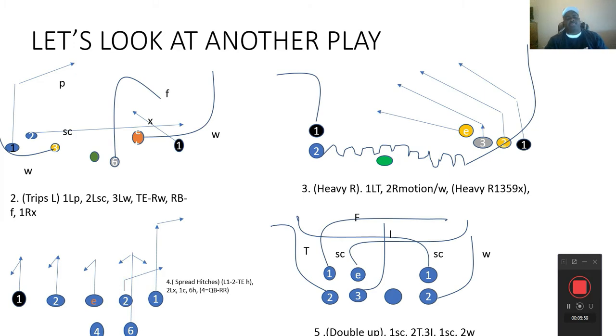Okay, let's look at another play. Now, if you look at the other play, I just put the letters over there of the routes they'll be running. Like, look at my number 1. Number 1, he's running a post. Number 2, on the left side, he's running basically a shallow cross. It could be considered an arrow all the way across the formation.